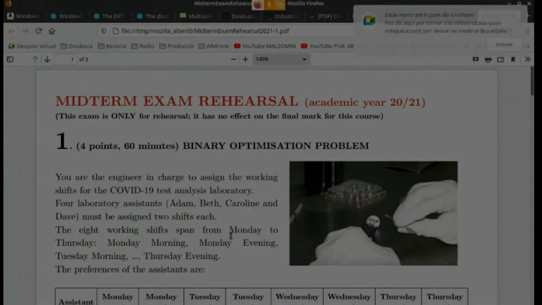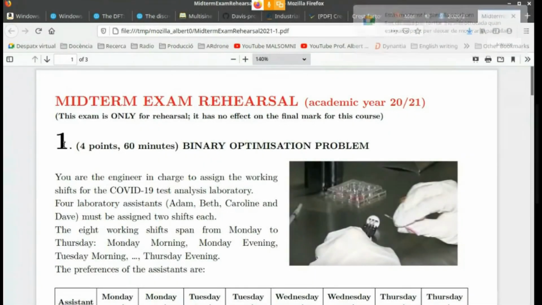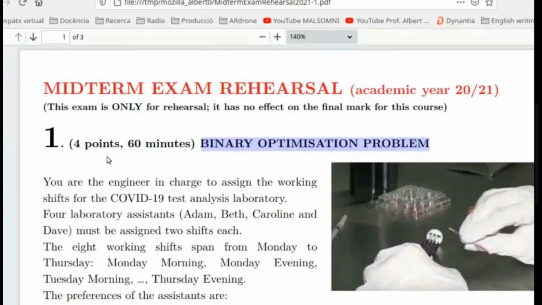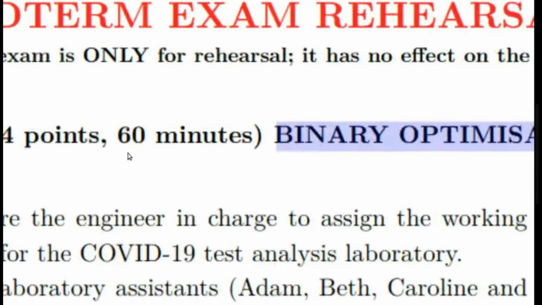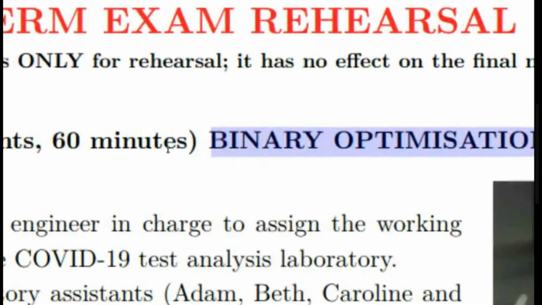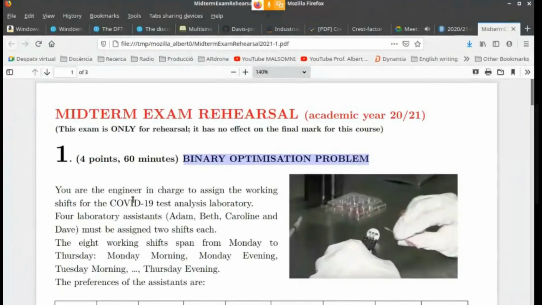Well, so let's go now for problem number 1, that is about a binary optimization problem. As you can see here, it's a long problem, right? 4 points, 60 minutes is the estimated time in order to solve this problem, right? Well, let's check the statement.